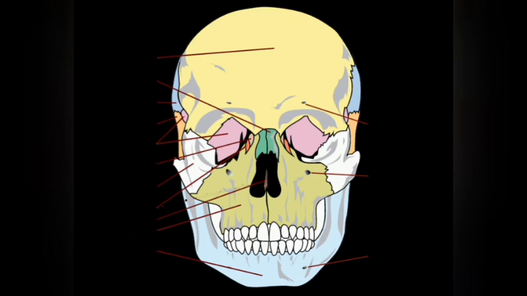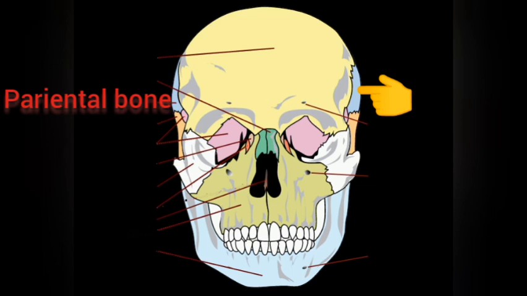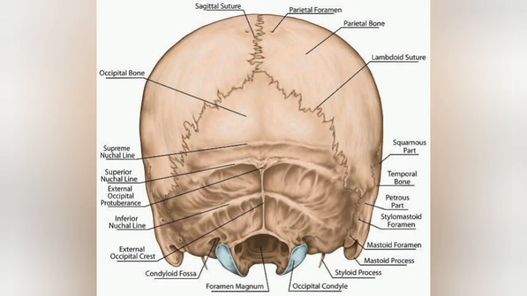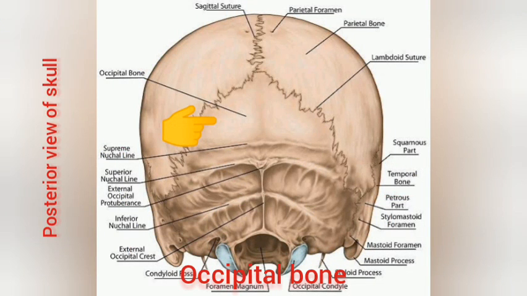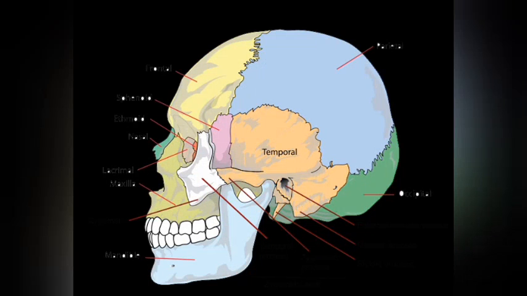So what bones make up the cranium? The bones that make up the cranium are the frontal bone, the parietal bone, and the occipital bone. So we have one frontal bone, two parietal bones, and one occipital bone, making up the cranium. The cranium has the roof and the base. The roof is made up of one frontal bone, two parietal bones, and one occipital bone.